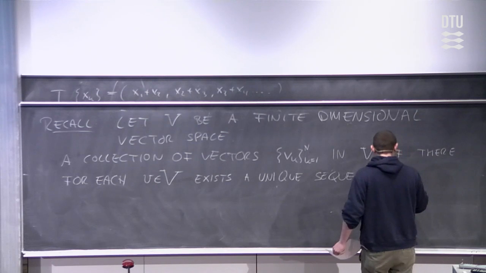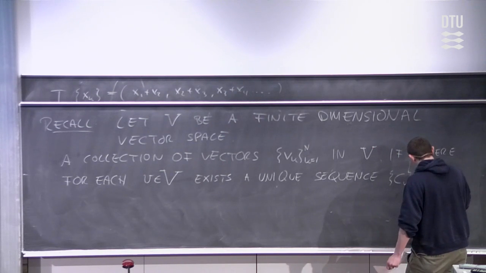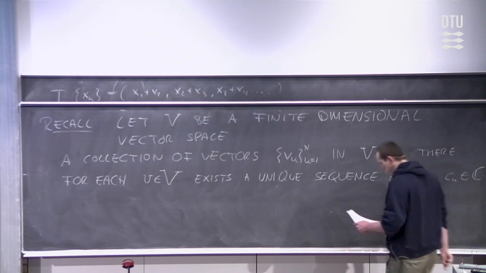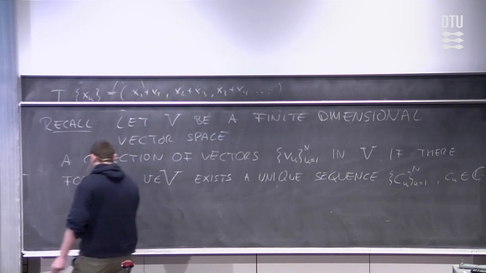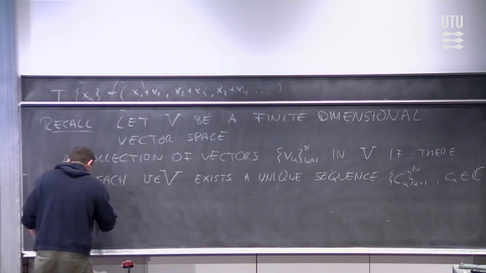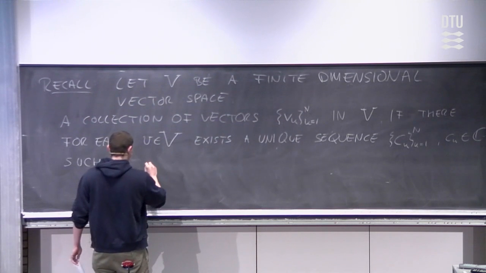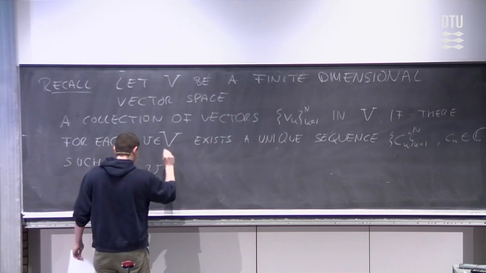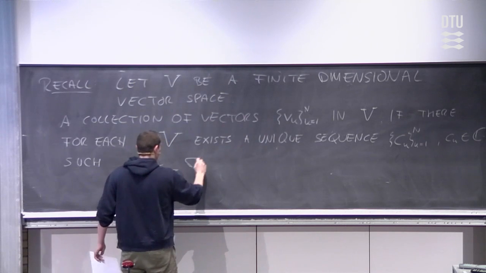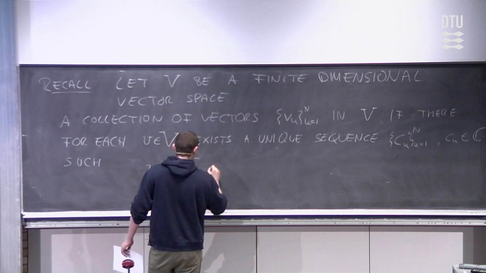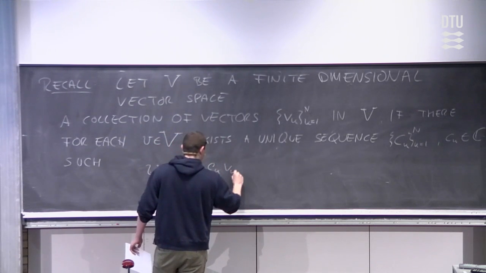c_k, and how many of those? Well, k from 1 to N, where all c_k are complex numbers if we are in a complex space, such that the following is satisfied, namely that we can write v, so let's try to make this v again here, equal to the sum over k from 1 to N of c_k v_k.